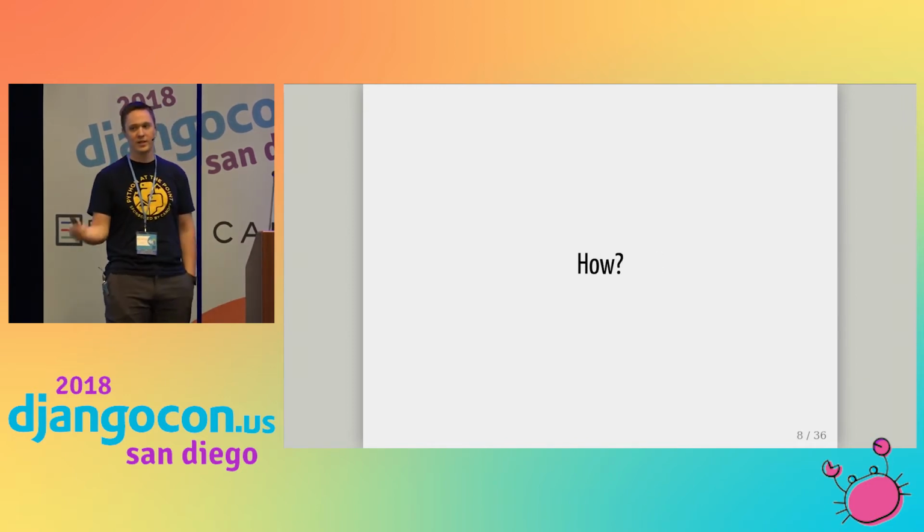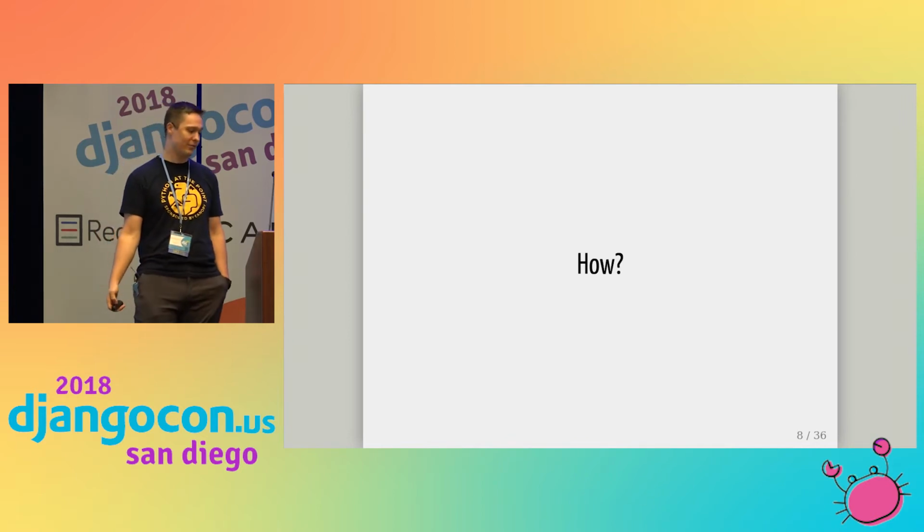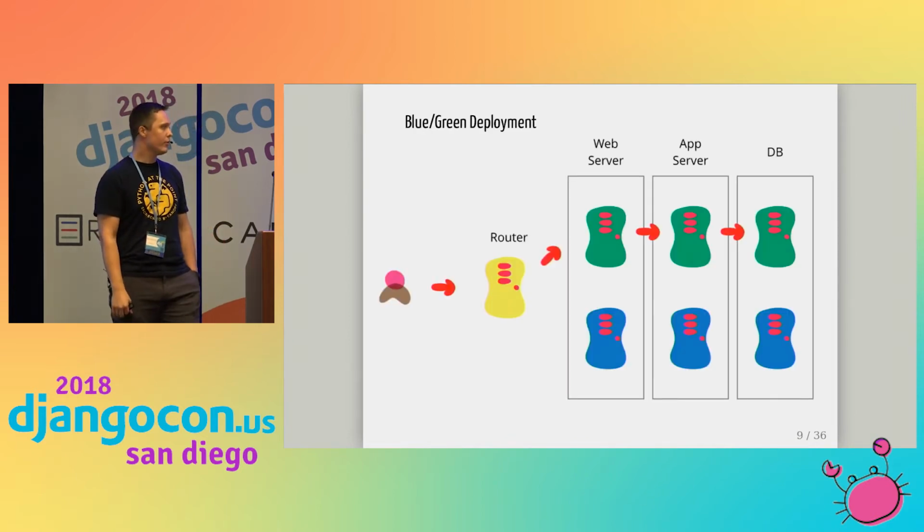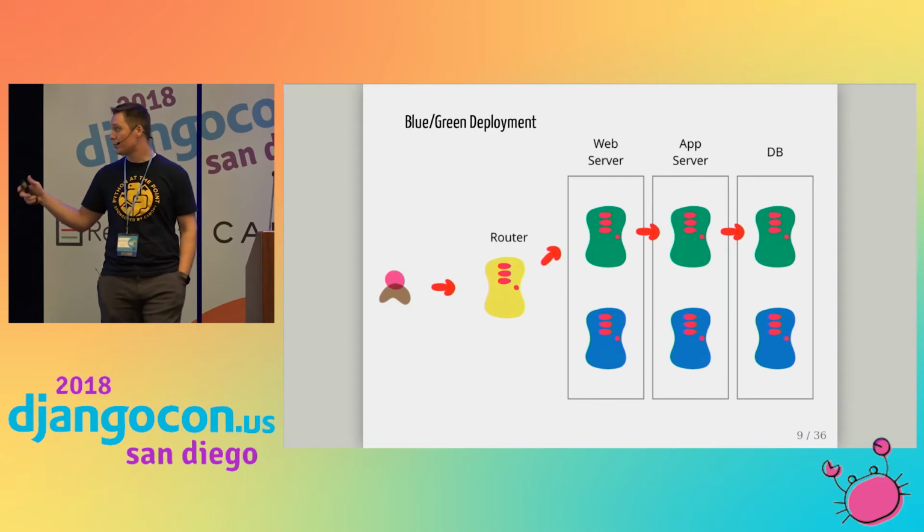So now we'll get into the details. How exactly does one have no downtime? The very first strategy in having no downtime is called a blue-green deployment.